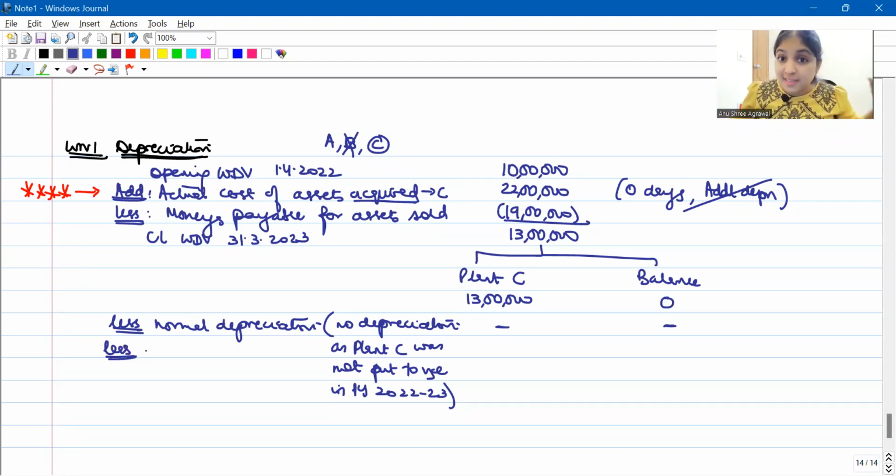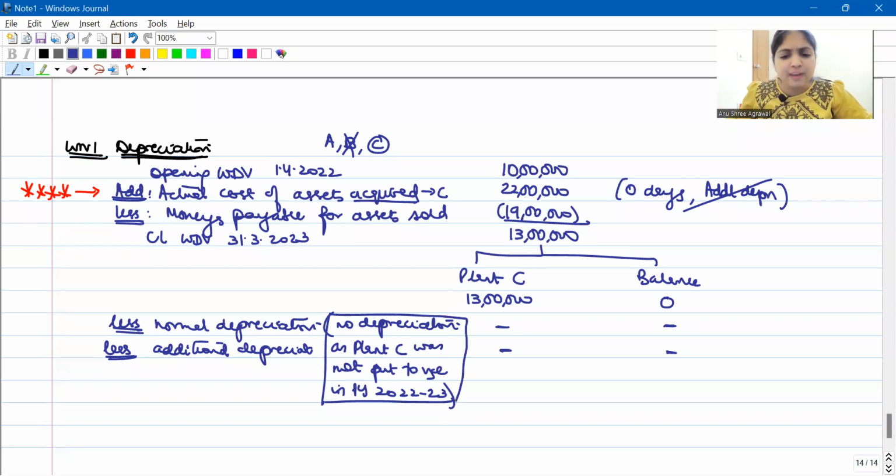If you notice, my assessee is a manufacturer. So which means I can think about additional depreciation. But will I have additional depreciation also? No, because same reason, the assessee has not put the plant to use. Plant C has not been put to use. So current year, you will get no depreciation. When will you get depreciation? Straight away in the next year only.